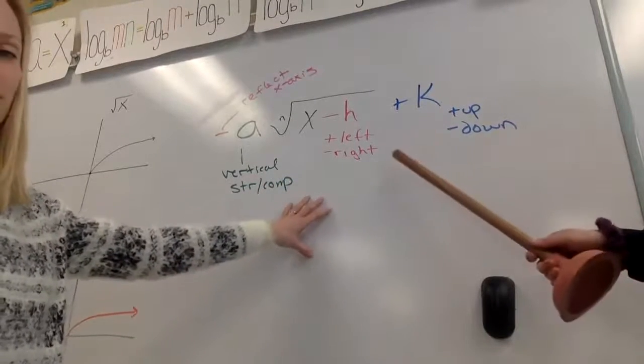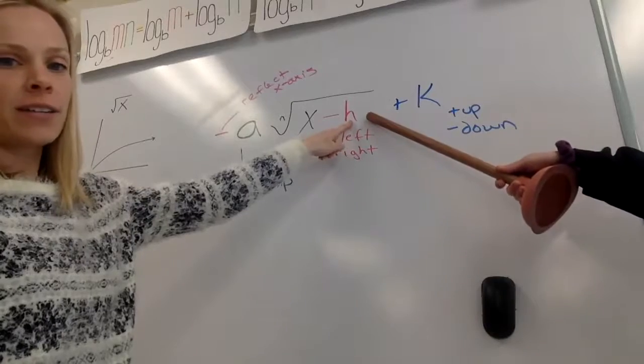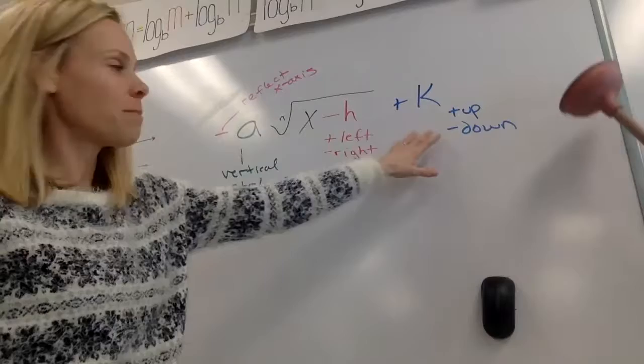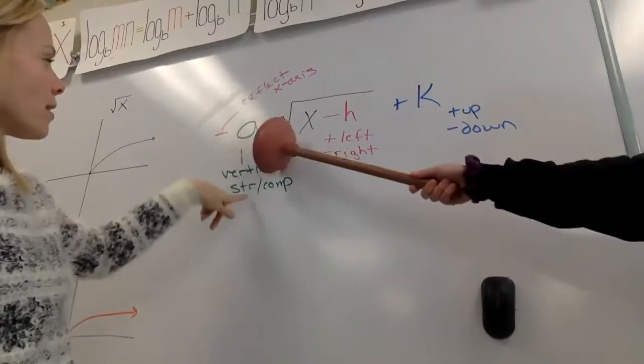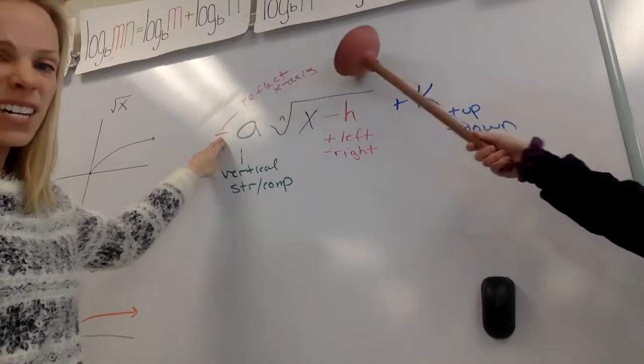Here's the blueprint for your transformation. When you are adding or subtracting underneath the radical, that's left and right. When you're adding or subtracting outside the radical, that's up and down. Multiplying, of course, is vertical stretch or compression, and negatives always mean reflect.